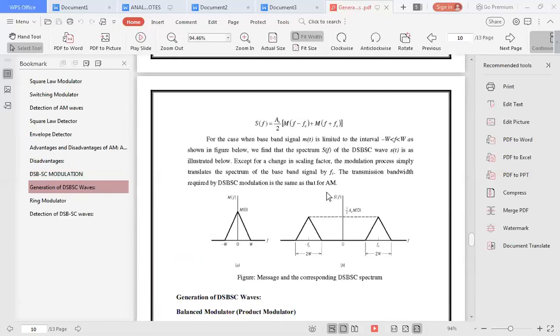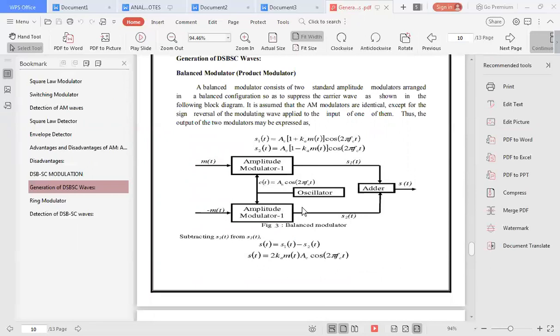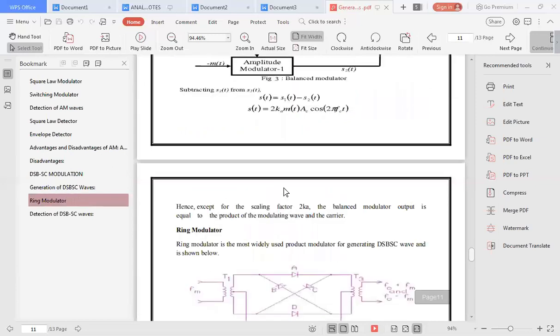The simple procedure for generation of double sideband suppressed carrier is that the message signal is multiplied with the carrier signal, and the inverted message signal is also multiplied with the carrier signal. The carrier signal is generated by the local oscillator, and these two are added, and we get the DSBSC signal, double sideband suppressed carrier signal. This is a very simple technique of generating double sideband suppressed carrier.